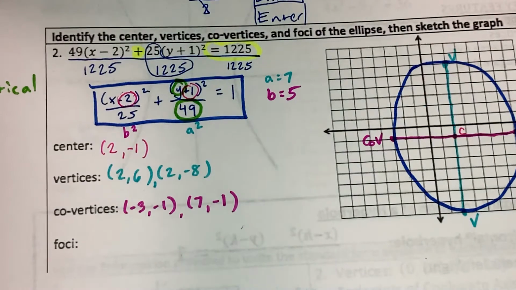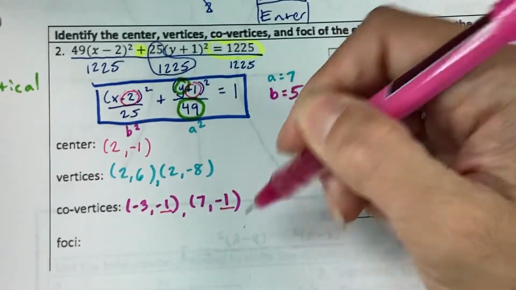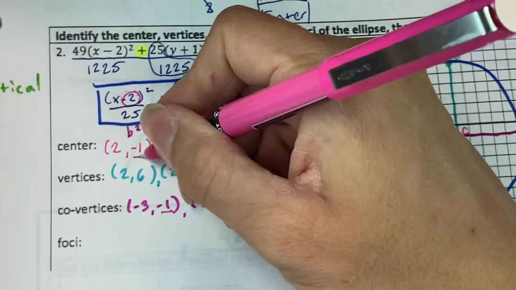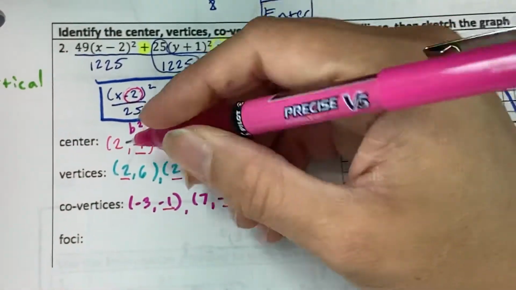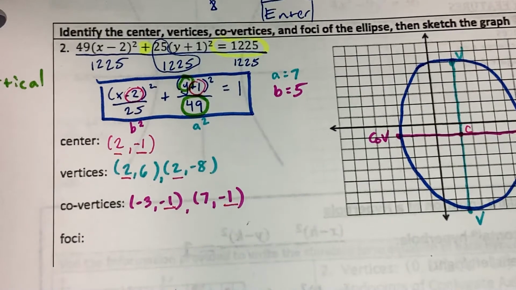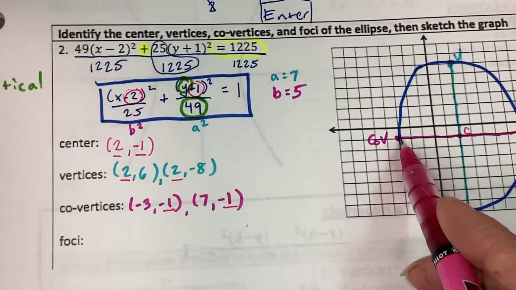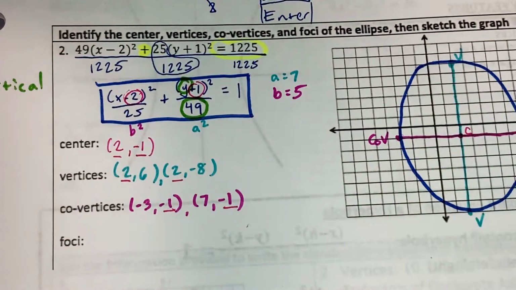Now, something that I want you to notice is that my covertices share a y value of -1, just like the y value of our center. Our vertices share an x value of 2, just like the x value of our center. So that's kind of a good way of checking yourself, because the covertices are going to line up with the center, and the vertices will line up with the center as well.